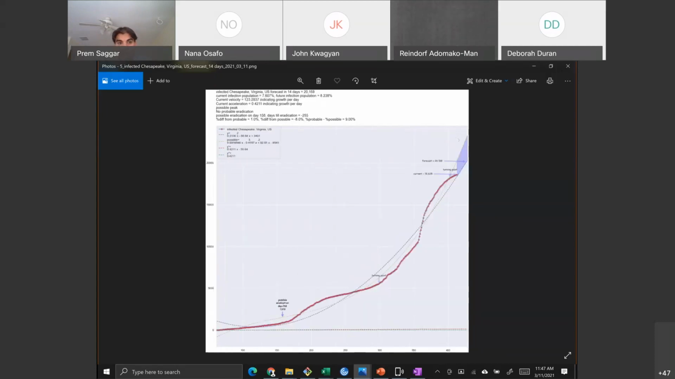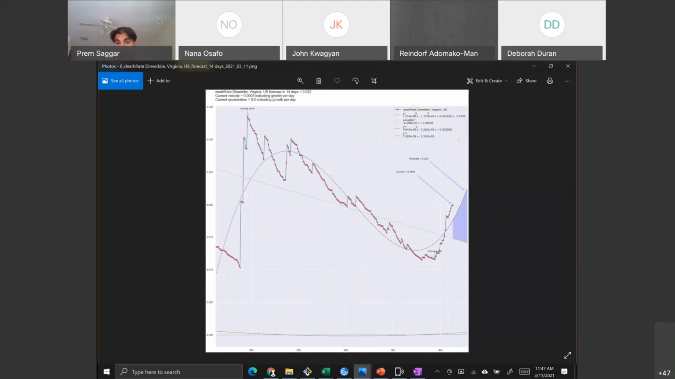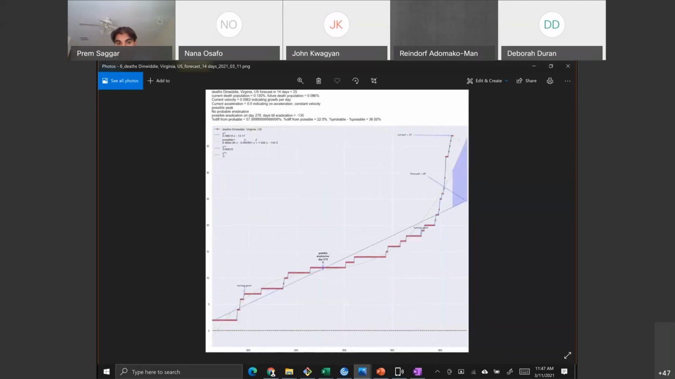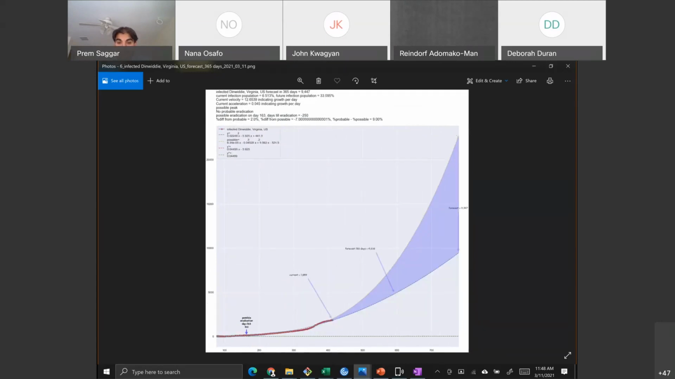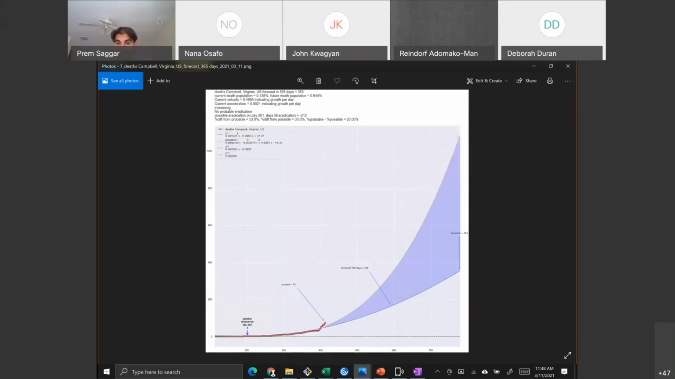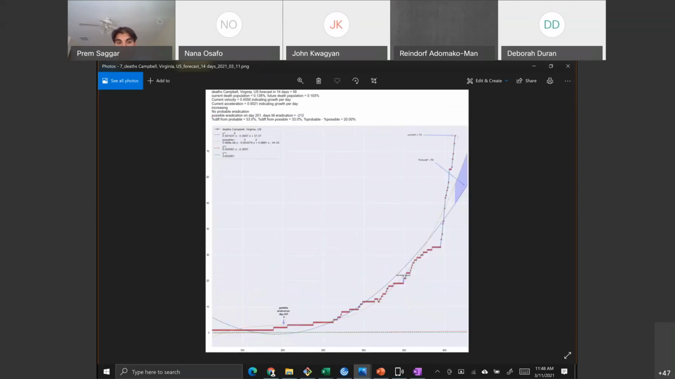And then I don't know where Dinwiddie, Virginia is, but again, another Virginia point. Again, 20 to now roughly 40 in the last 2 weeks. And then I'll just keep going until we get Campbell, Virginia. I will keep going until we don't see a Virginia point. 30 to 80 in the last 2 weeks. This is skyrocketing. No sign of a slowdown here, right?